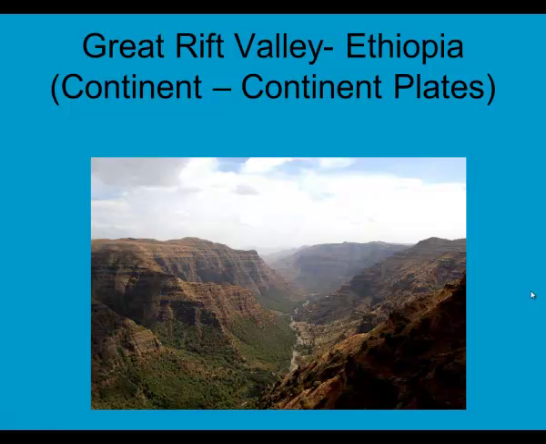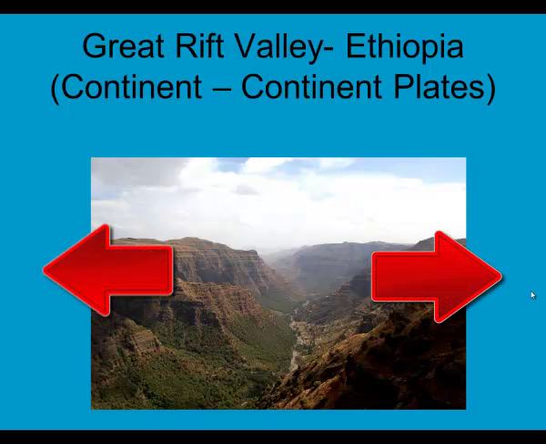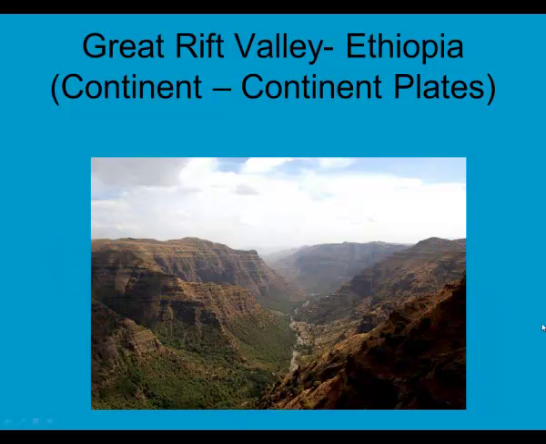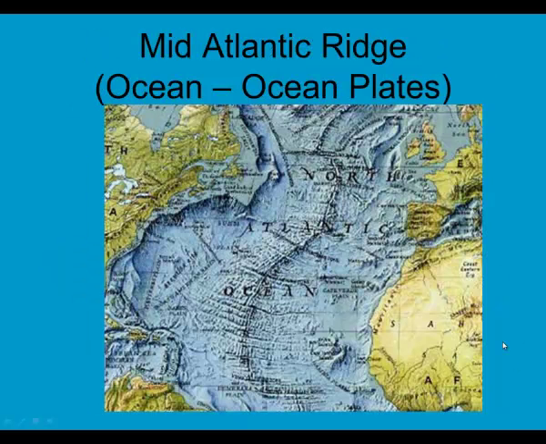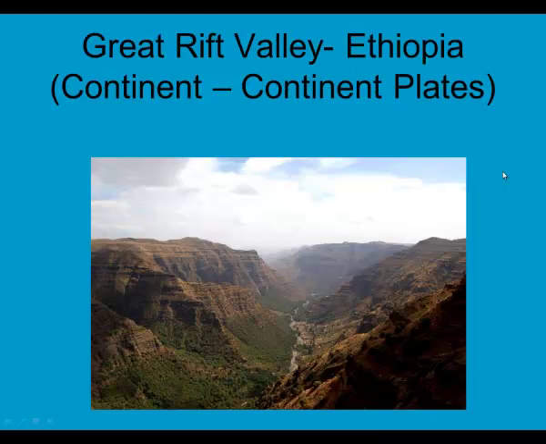The Great Rift Valley is an example of divergent plates, and this is actually two continent plates diverging. And what we have is a rift. So in the ocean, it's known as a Mid-Atlantic Ridge, or it's known as a ridge. And on land, it's known as a rift.